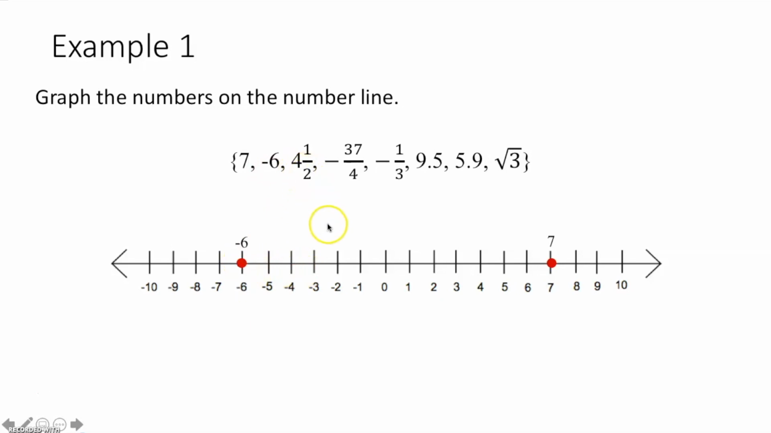4.5. How do we graph that? Well, there is no 4.5. There's just a 4 and a 5. So what we're going to do is we're going to go halfway between 4 and 5. We put a point and we're done.